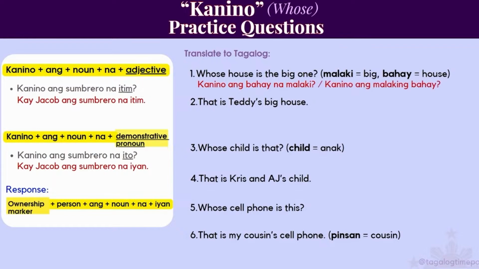The response, here's another way to say it. Kanino ang malaking bahay? So this just goes back to the previous slide. Remember, the adjective and the noun can be switched. And if the adjective ends in a vowel, then you can make a contraction. Malaking bahay. Instead of malaking na bahay. And then the response would be, that's it. The response is actually example number 2. So pause the video now, answer the rest of these questions, and then we will go through it.